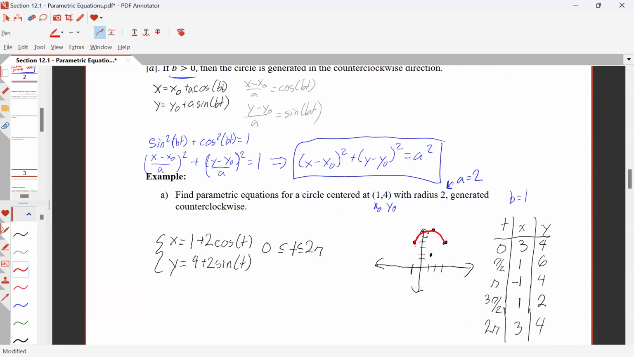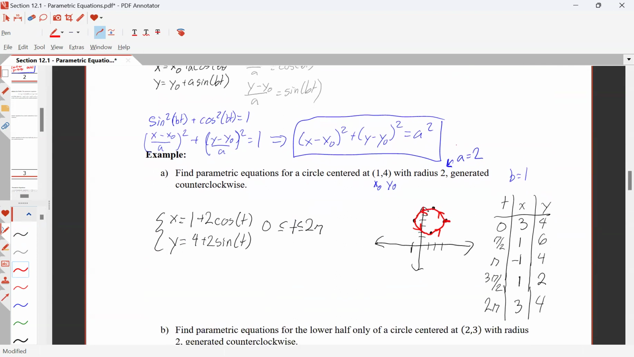So here is our circle. It's generated counterclockwise, and when we went from 0 to 2 pi, we started at that point. Notice it does have that correct center of (1, 4), as we've said it needed to. So there is our parametric equation to get the full circle generated counterclockwise.